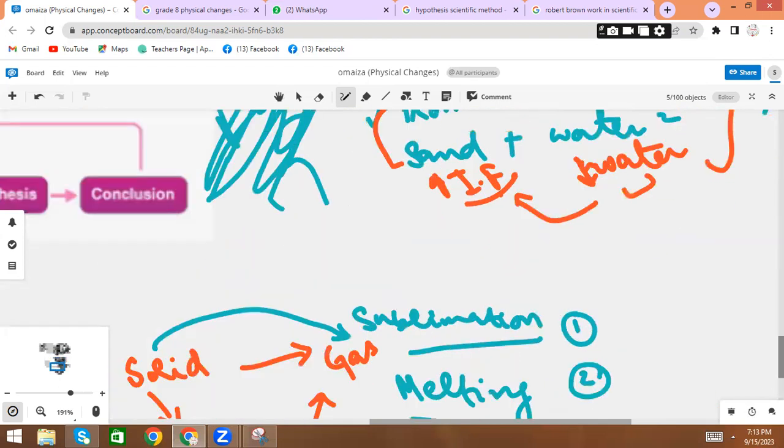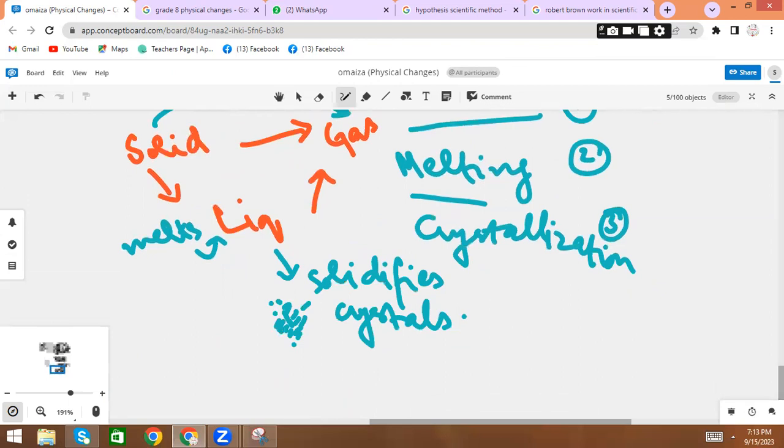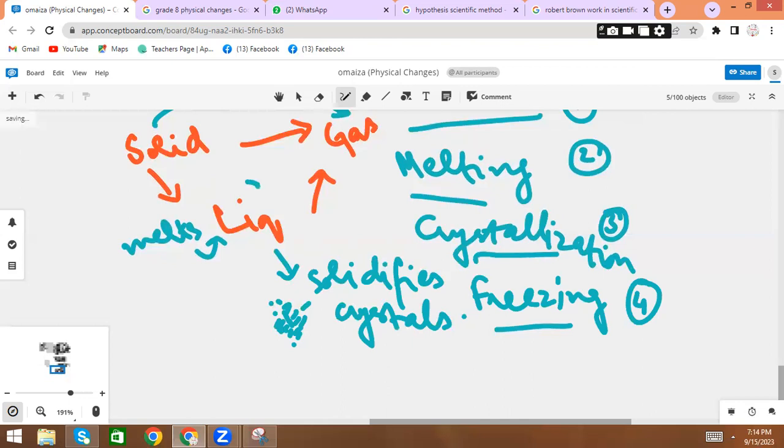Sublimation, melting. The fourth is freezing. We have a liquid and we decrease the temperature and it freezes, and we call this freezing. Are you getting the idea of these points? What is melting? What is freezing? What is sublimation?